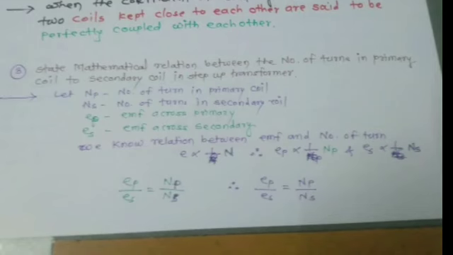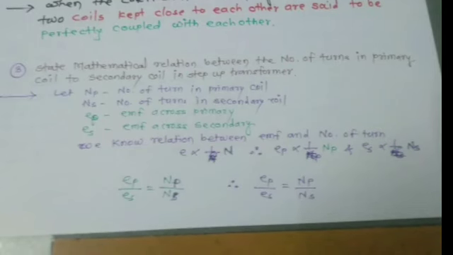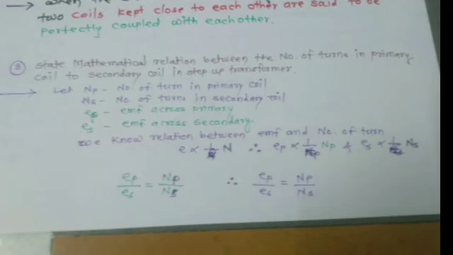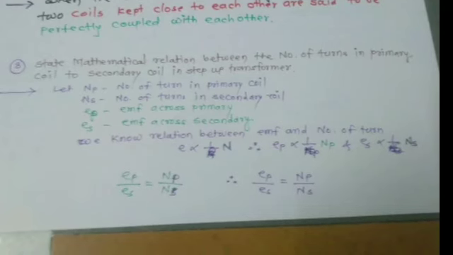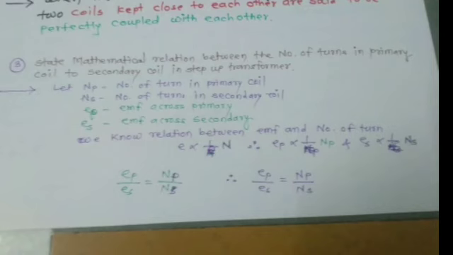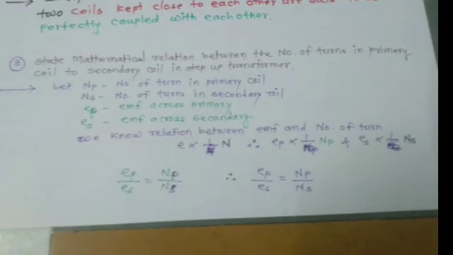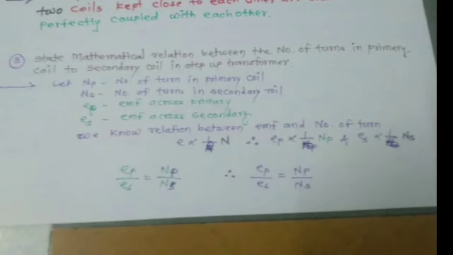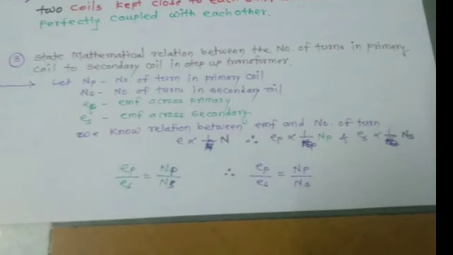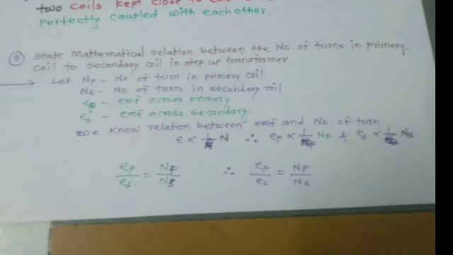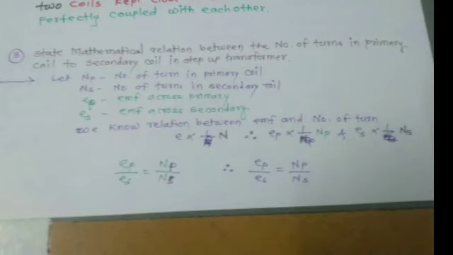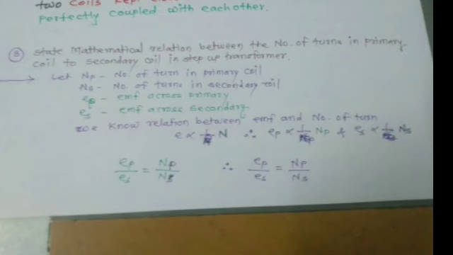So we say that in this case, when EP is greater, NP is also greater. But in a step-up transformer, NS upon NP is equal to ES upon EP. So here the number of turns in the secondary is greater than the number of turns in the primary.